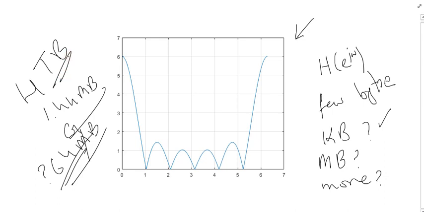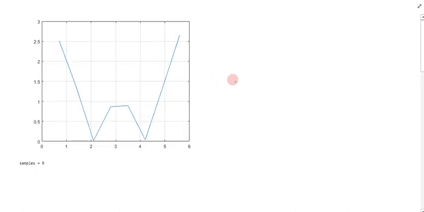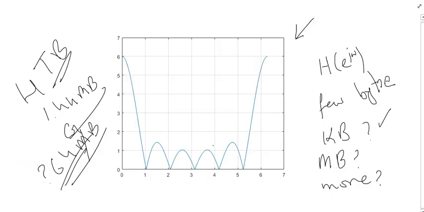Now why? Because if you take only 9 samples of your Fourier transform, you will have this image. 1 sample, second, third, fourth, fifth, and so on. This is not even close to this Fourier transform. Here you have lot of samples which are connected by the computer. But how many samples? We don't know yet.